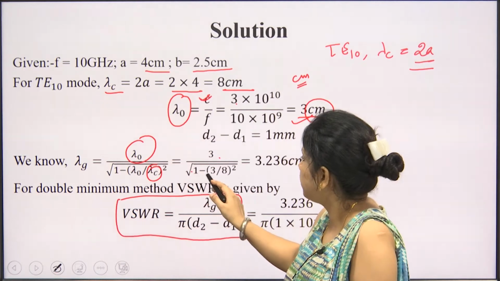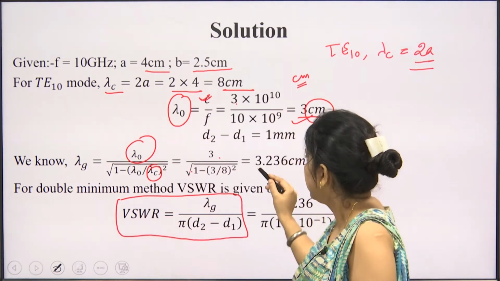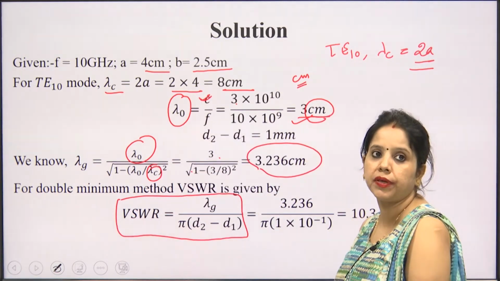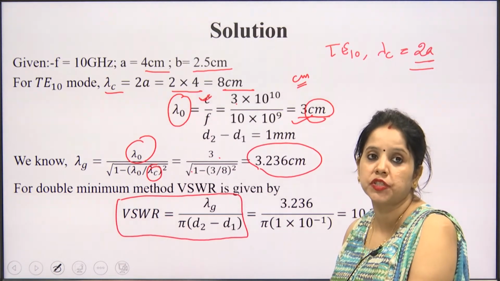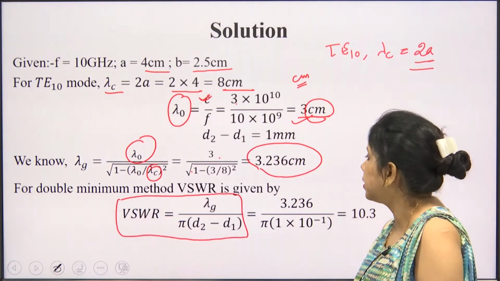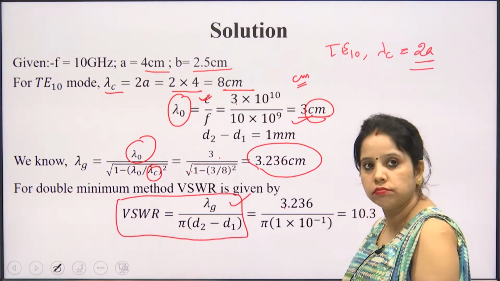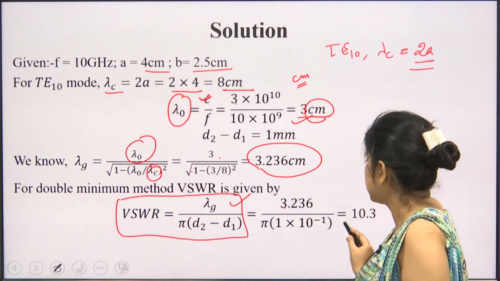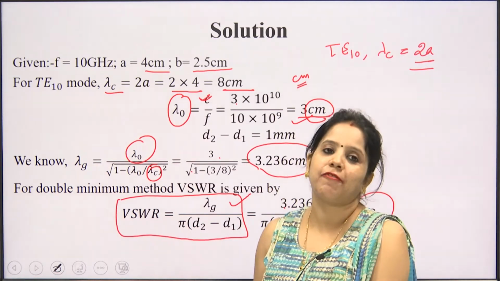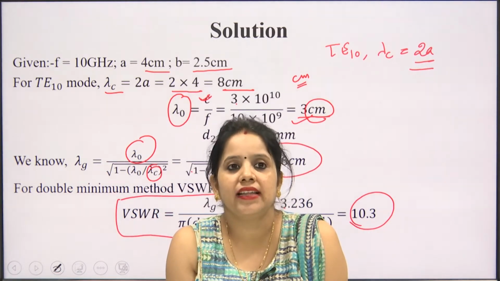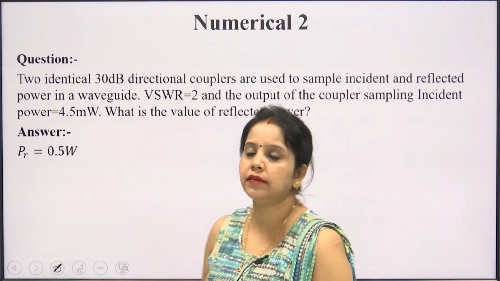Lambda g is lambda naught upon the square root of 1 minus lambda naught upon lambda c, squared, which is 1 minus 3 upon 8 squared. With the lambda c obtained here, we get the value of lambda g equal to 3.236 centimeter, and now we substitute in the expression of VSWR using the double minima method. Lambda g is equal to 3.236, pi is the standard value, d2 minus d1 is 1 into 10 to the power minus 9, and we get the VSWR as 10.3. We know that for measuring a VSWR greater than 10 we use the double minima method.